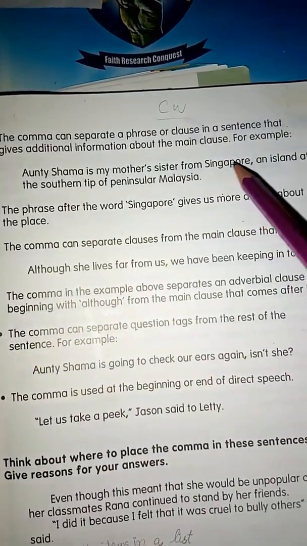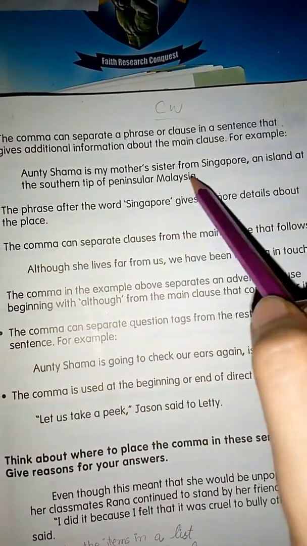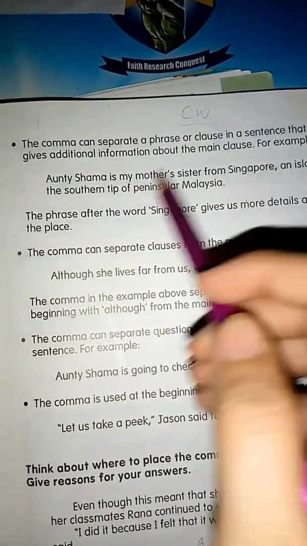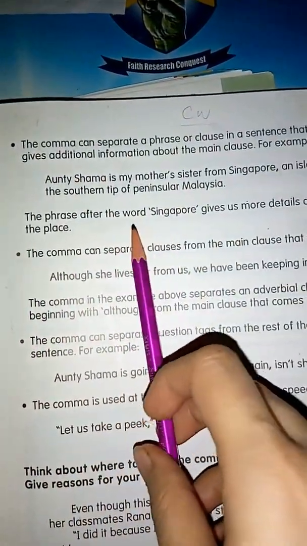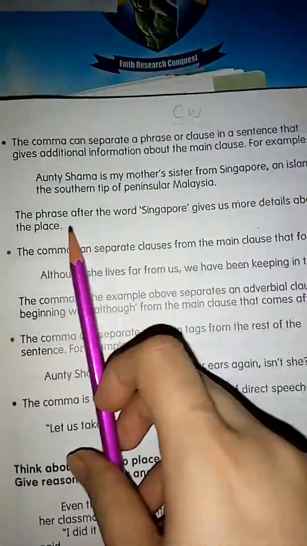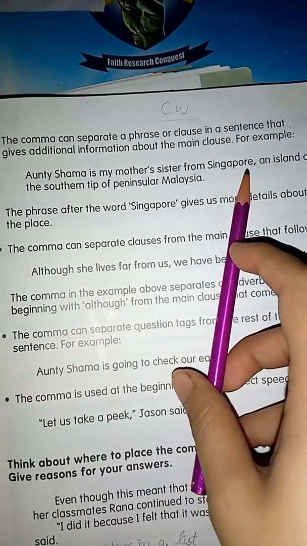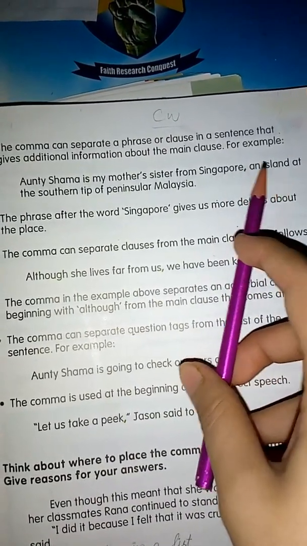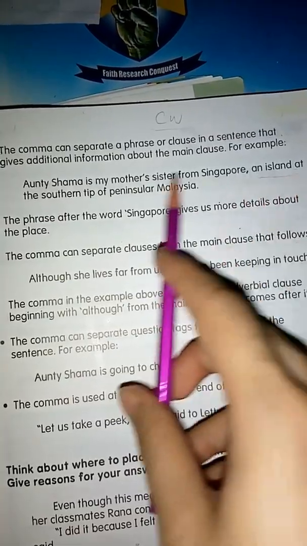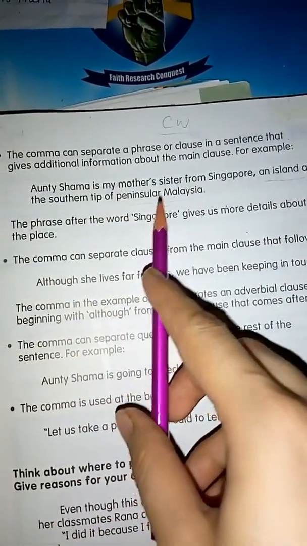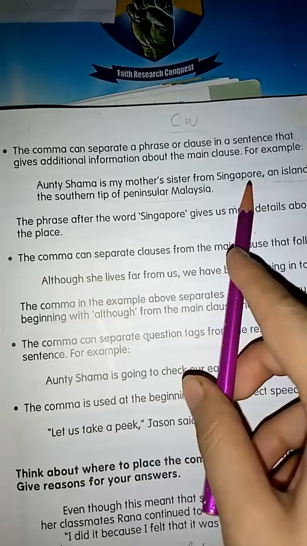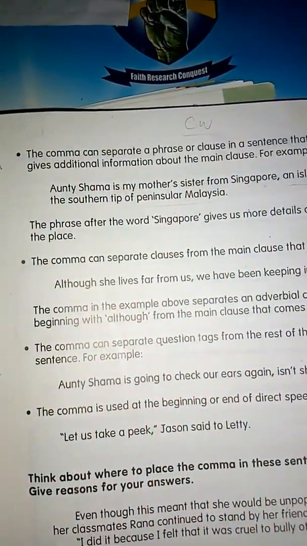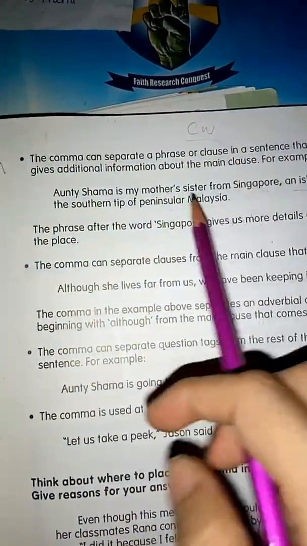Okay, the first one is the main part and the second one is the more explanation of this one. The phrase after the word Singapore gives us more detail about the place. After the comma following Singapore, the rest of the sentence is giving us more information about Singapore: not just that she lives in Singapore, but where in Singapore.